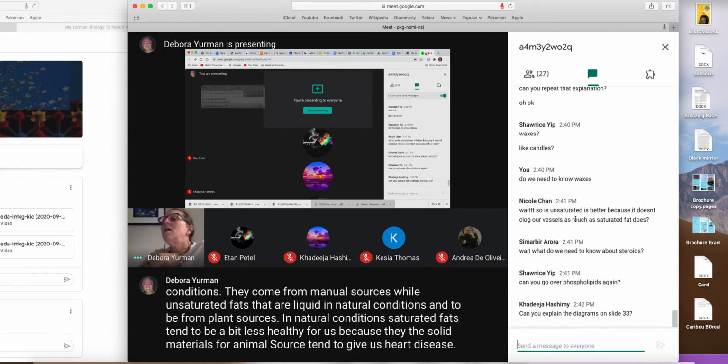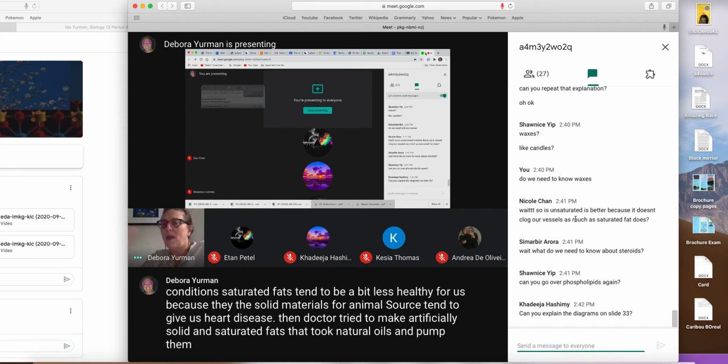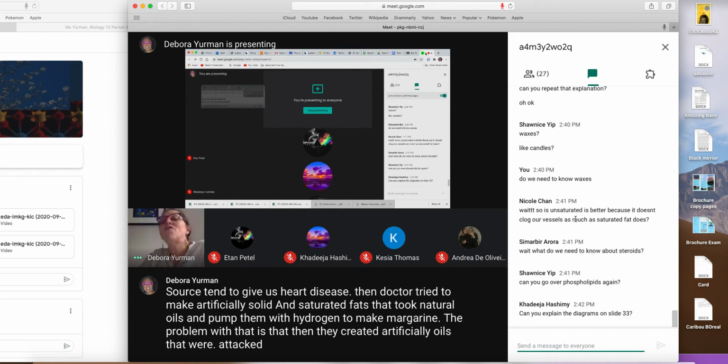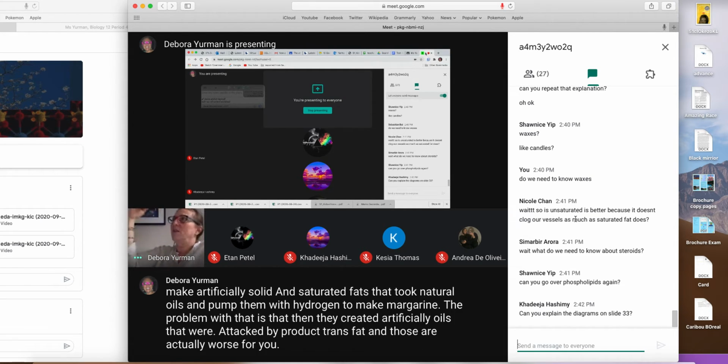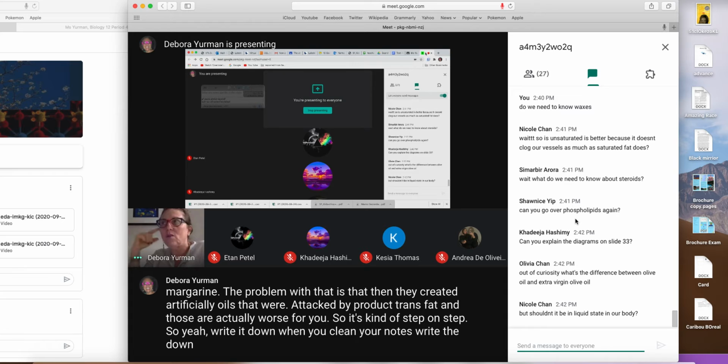Then, doctors try to make artificially solid saturated fats, so they took natural oils and pumped them with hydrogen to make margarine. The problem with that is that then they created artificially oils that were, as a byproduct, trans fat, and those are actually worse for you. So it's kind of step by step. So yeah, write it down when you clean your notes, write it down step by step so you don't get confused, because it's a lot to it.